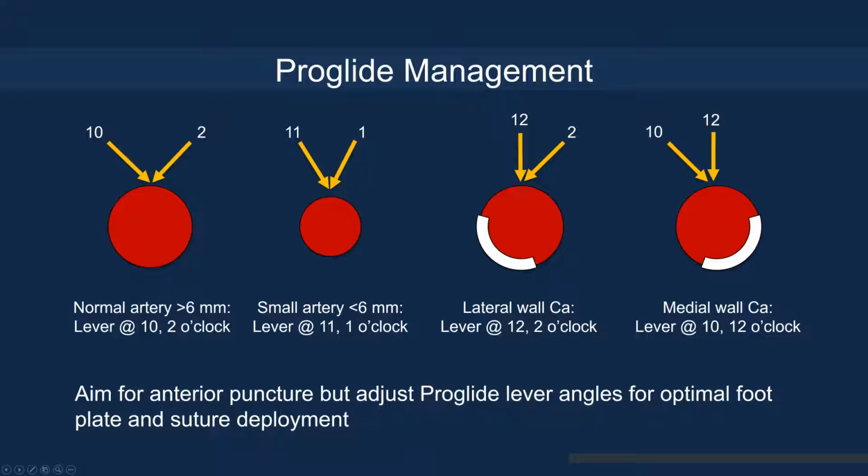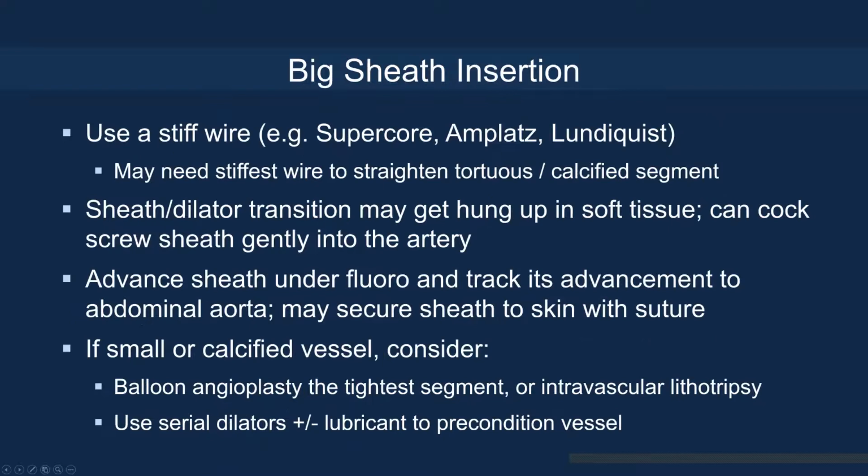Now, if you have lateral wall calcium, you certainly don't want to deploy the Proglide close to the calcium. It might fail where the foot plate is. So rather than 11 to 1 or 10 to 2, you might want to do 12 and 2 on that side. Contralateral, opposite, if you have a medial wall calcium, you want to have the Proglide orientation, the lever, the opposite. So maybe it's a 10 to 12 o'clock. So try to face away from that area if you have the wall calcium in the way.